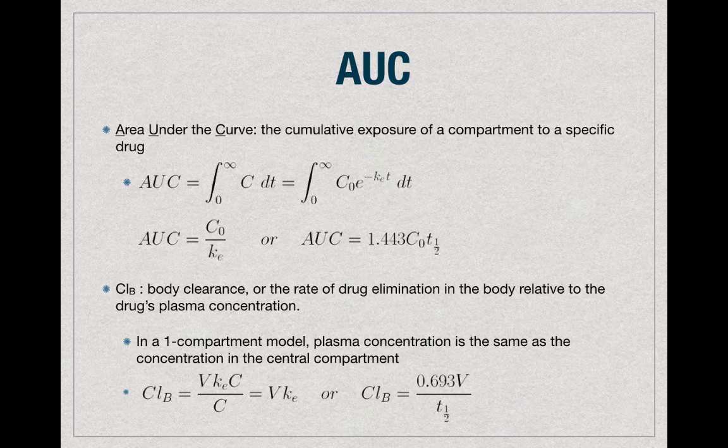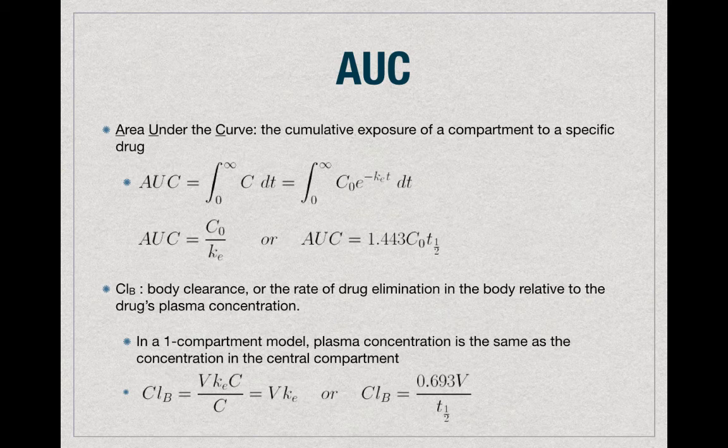And so the concentration of the compartment, we already know that mass balance equation, that's C0 e to the minus KE t. And so area under the curve, we integrate, equals C0 over KE. So for the simple one compartment model, the area under the curve, or the cumulative exposure, equals 1.443 C0 T to the 1/2.